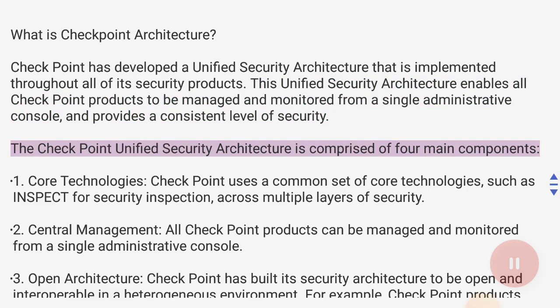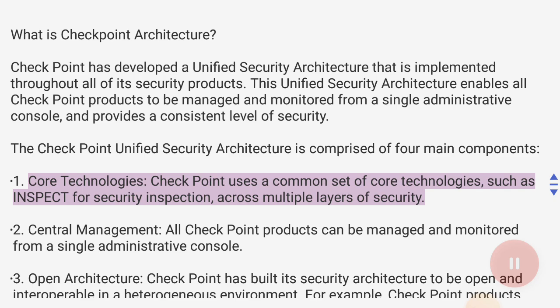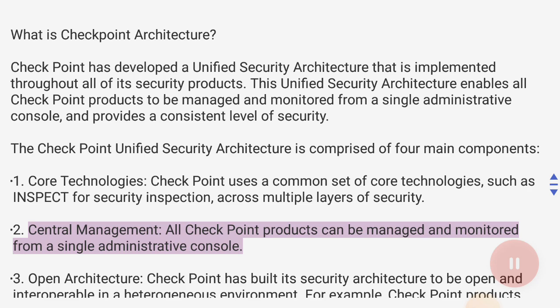The Checkpoint unified security architecture is comprised of four main components. 1. Core technologies. Checkpoint uses a common set of core technologies, such as INSPECT for security inspection, across multiple layers of security. 2. Central management. All Checkpoint products can be managed and monitored from a single administrative console.